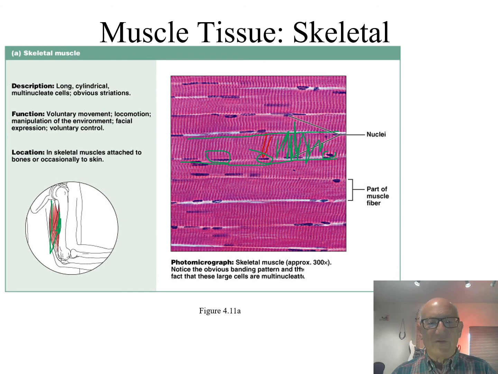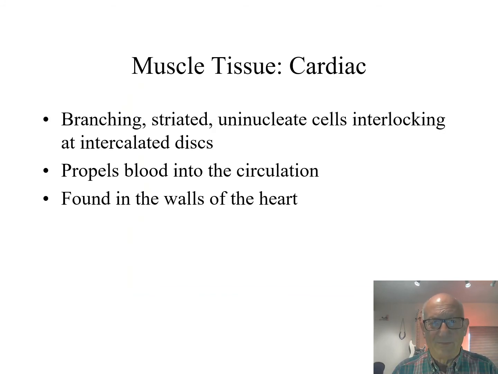Every cell of the muscle is that long, even though they're not visible to the naked eye. They're microscopic, but they are that long. So they need multiple nuclei to carry out the instructions for making proteins.